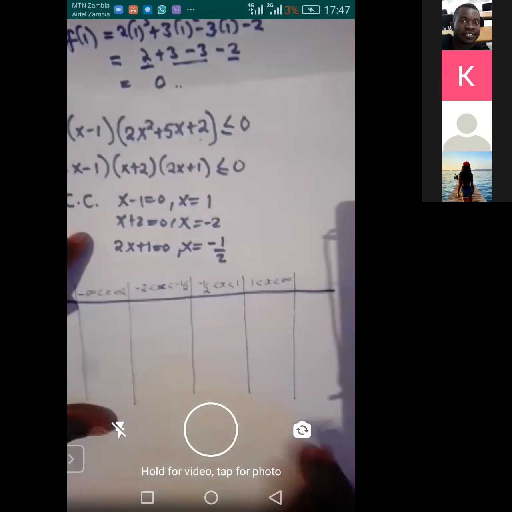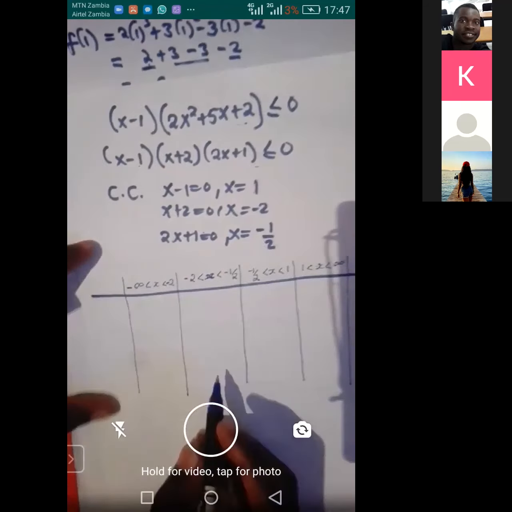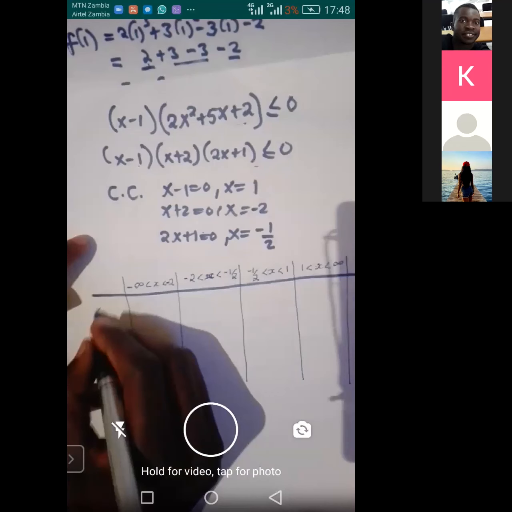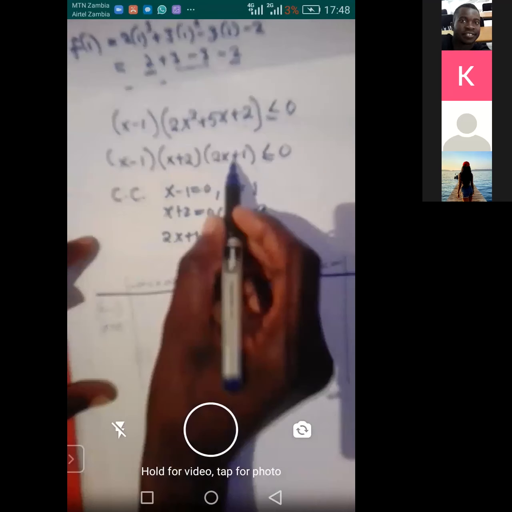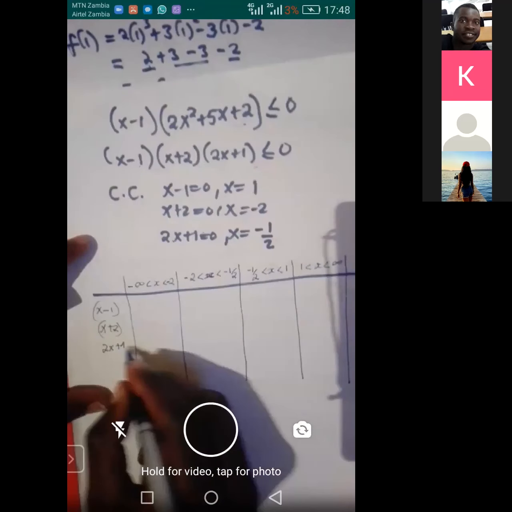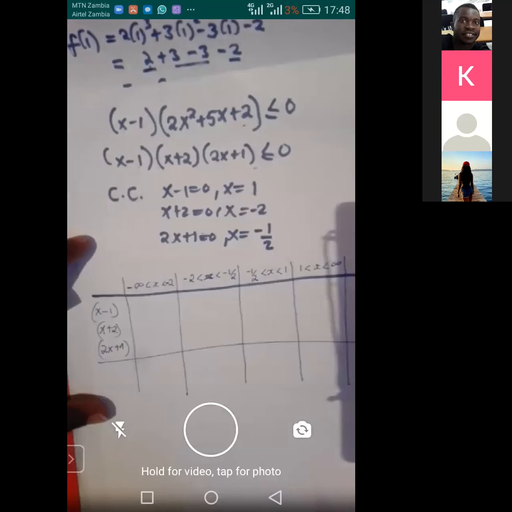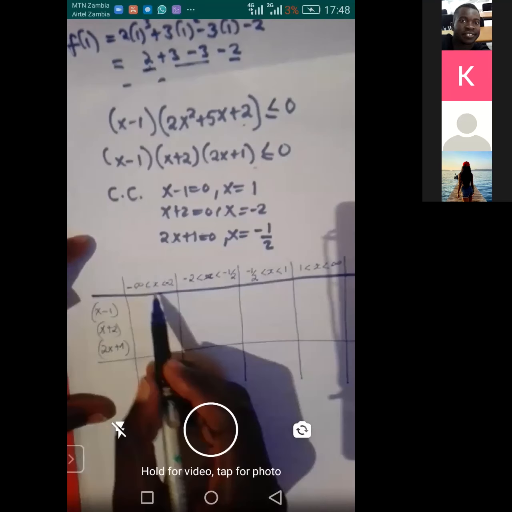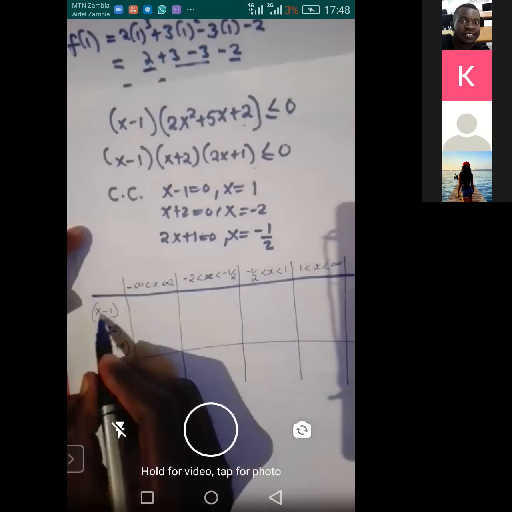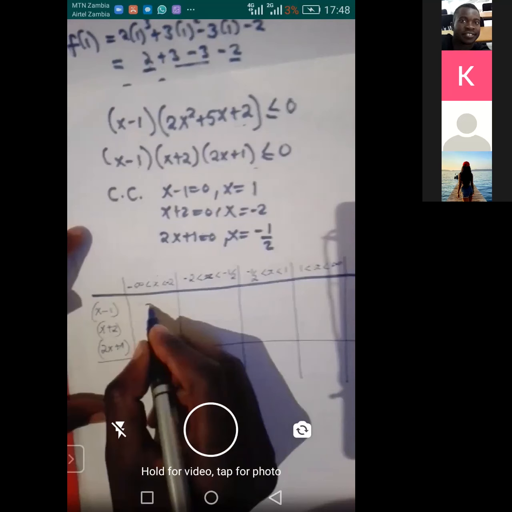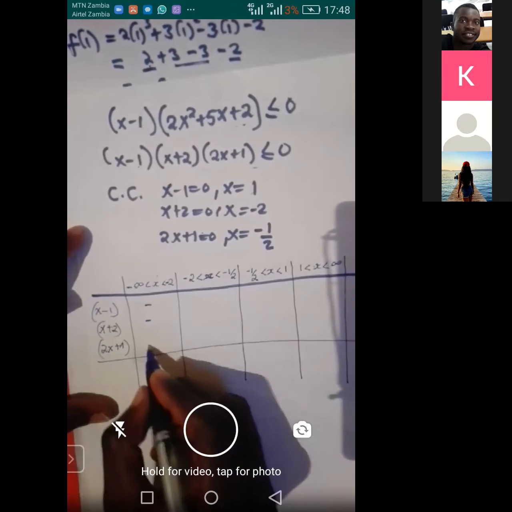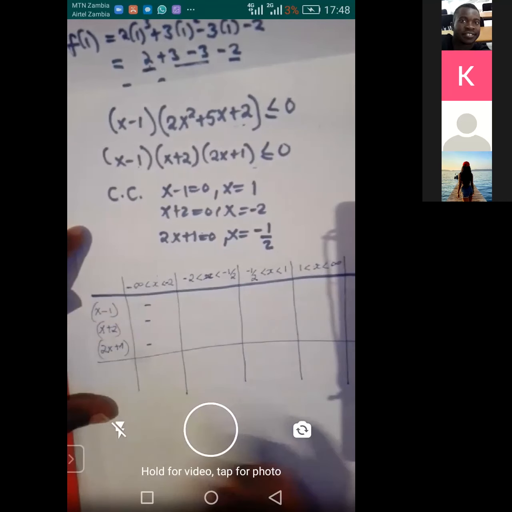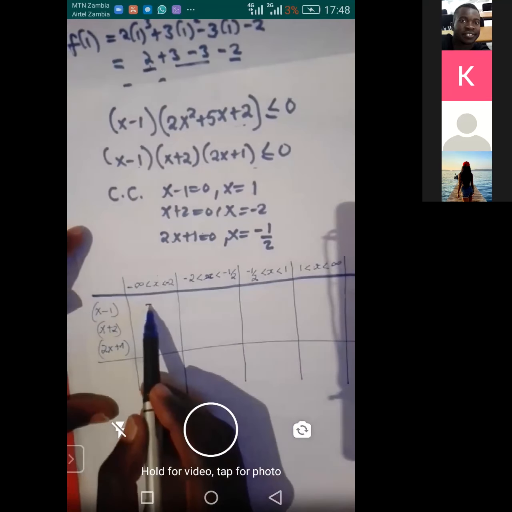Okay, so we want to see what is happening here. We want to see which values will be less or equal to 0 there. So we have x minus 1, then x plus 2, then we also have 2x plus 1. In this interval, you can pick a test value. Let's say we pick -3. So -3 minus 1, you're going to get minus. Then -3 plus 2, you get a minus. Then here, when you plug -3 there, you still get a minus. So you have negative, negative, negative, and you get a negative in the product there.